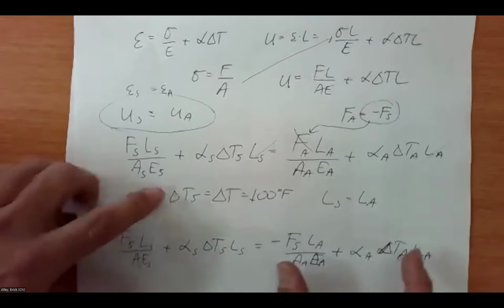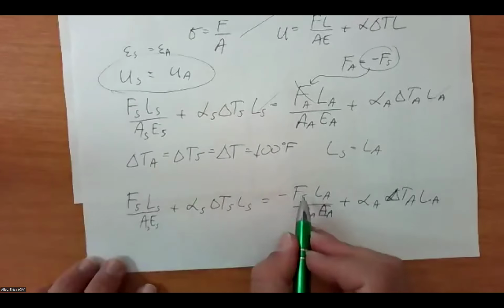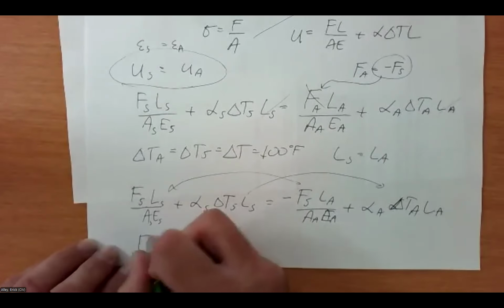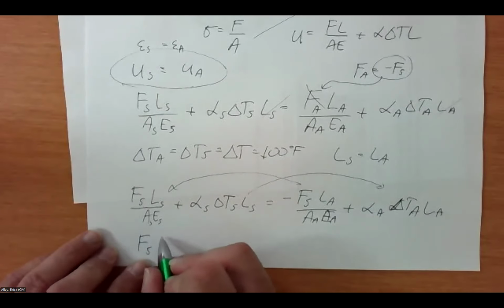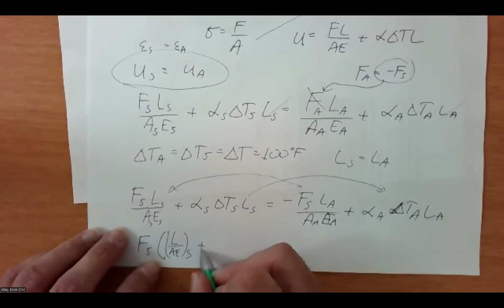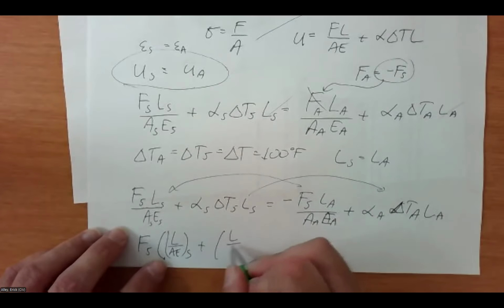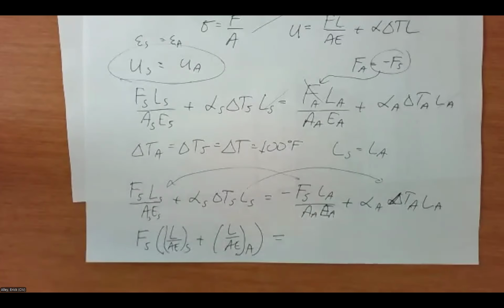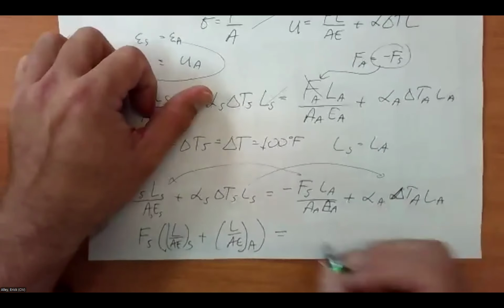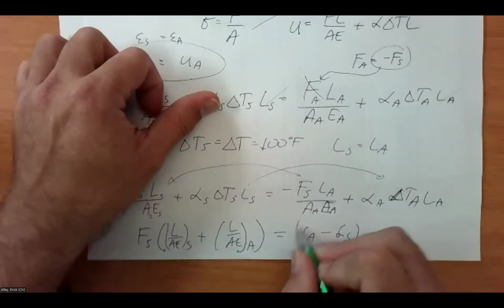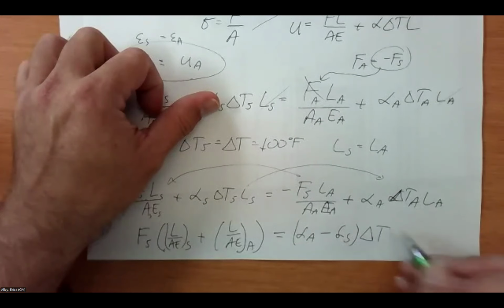So if we were to solve this one just for F steel, I can move this one over here. I can move this one over here. I'm going to get F steel times L over AE, all for steel, plus this stuff, L over AE, all for aluminum. And then on the other side, I'm going to get my alpha aluminum minus alpha for steel. We've got the same delta T there and that same length there.